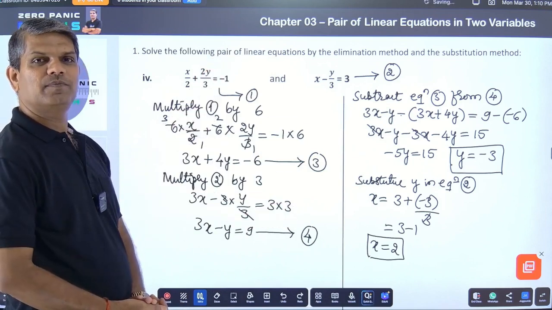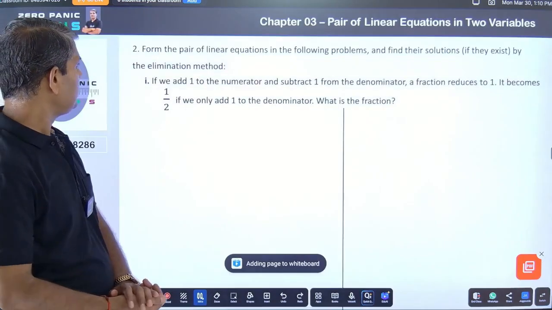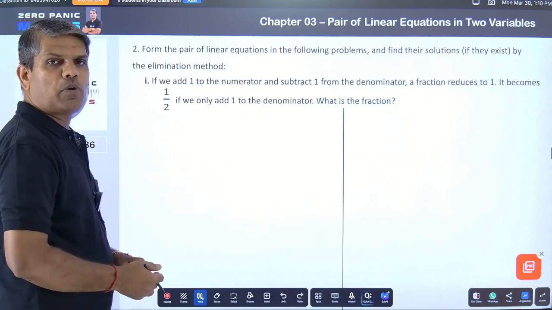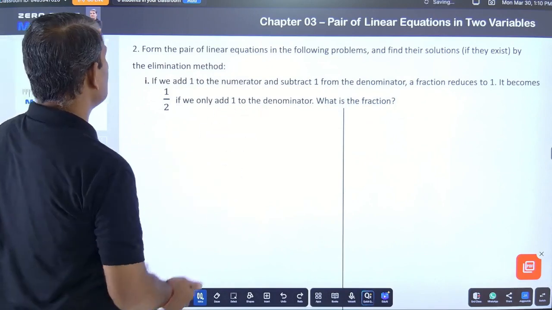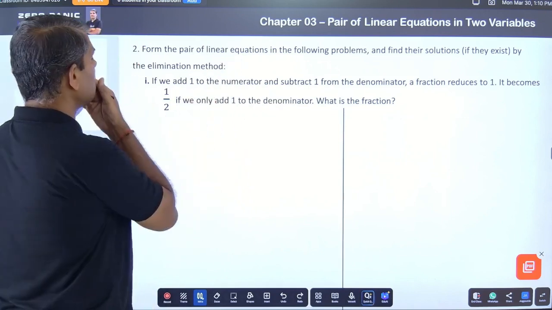Okay, let us move quickly to the next. In this set of questions, we are dealing with the descriptive problems again. So let us read the problem and apply the elimination method to find out the solution for this.